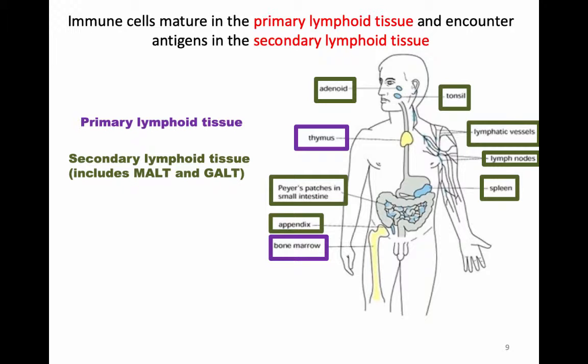So these cells mature in the primary lymphoid tissue, and in the secondary lymphoid tissue, they will encounter foreign invaders like pathogenic microbes. All of these foreign invaders, pathogenic microbes, and other things that activate the immune system are called antigens. So the B and T cells mature in the primary lymphoid tissue and encounter antigens in the secondary lymphoid tissue, and then they can orchestrate a response by the third line of defense in the immune system.